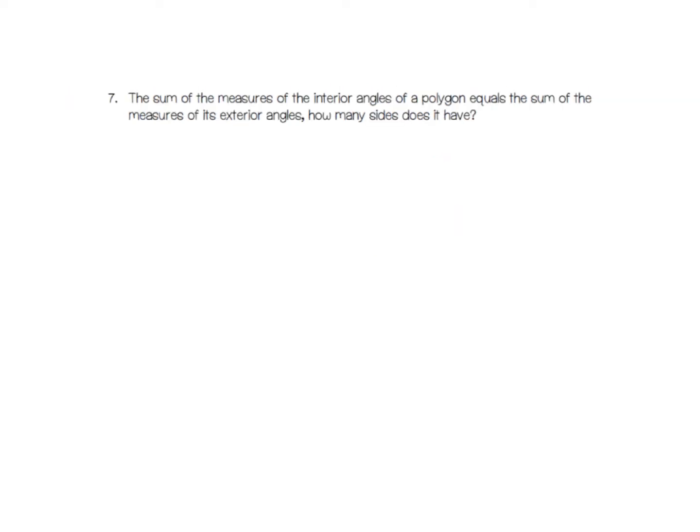Number 7 says the sum of the measures of the interior angles of a polygon equals the sum of the measures of the exterior angles. So how many sides does it have? All right, so the sum of the interiors is our 180 times n minus 2. The sum of the exterior is 360. It says that they're equal. So this is what I need to solve for. I can divide both sides by 180, so I have n minus 2 equals 2. I would need to add 2 to both sides, so I get n equals 4. So if there are 4 sides, or a quadrilateral, then the sum of the interior is equal to the sum of the exterior.